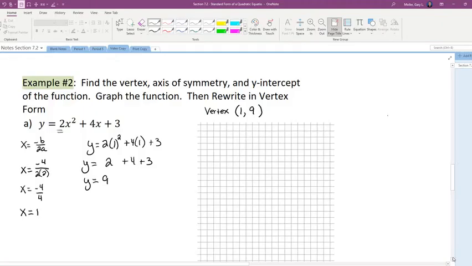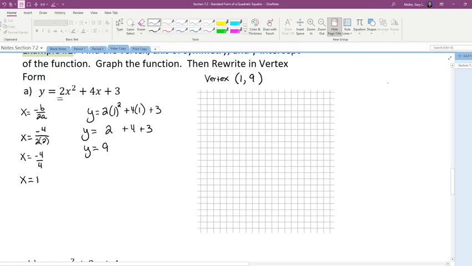All right, so I know now where my vertex is. It's at 1, 9. So over 1, up 1, 2, 3, 4, 5, 6, 7, 8, 9. All right. Now, what does the rest of the graph look like?